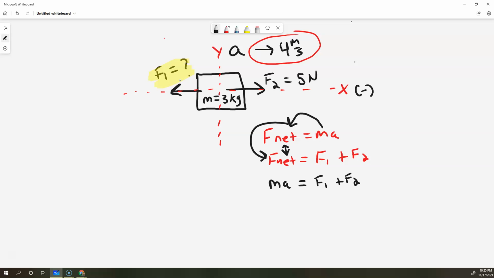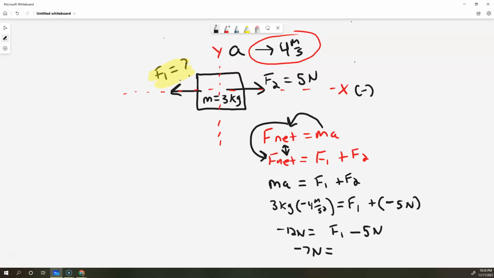And let's solve. Okay, my mass is 3 kilograms. My acceleration. Well, I decided the right is negative, and since the acceleration is to the right, negative 4 meters per second squared equals F1. I don't know what F1 is right now, so I'm just going to write equals F1 plus F2 is 5 newtons. It is to the right. I am certain of that. So negative 5 newtons. Negative 12 newtons equals F1 minus 5 newtons. Negative 7 newtons equals F1.